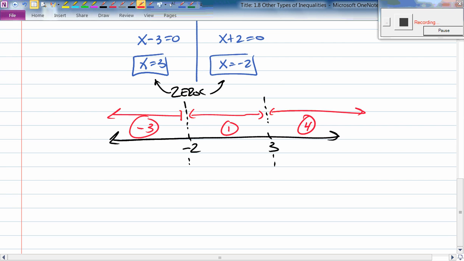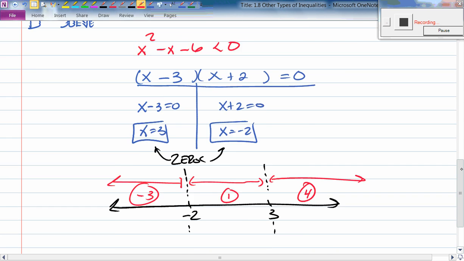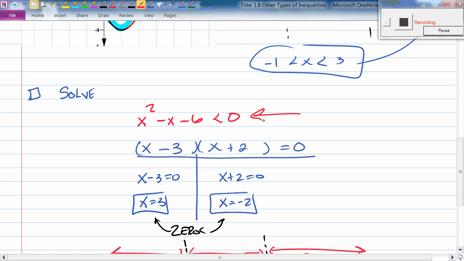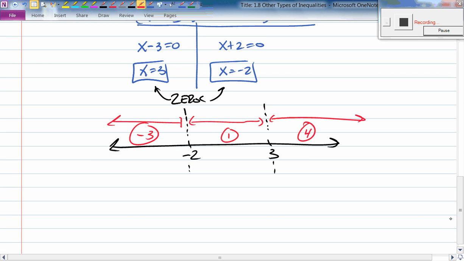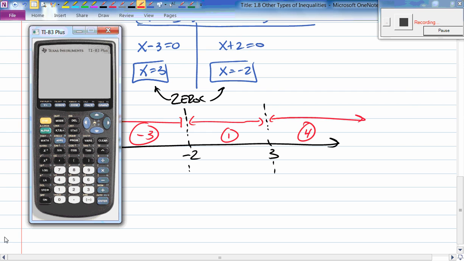Now the goal is to figure out which of these regions produces positive values and which of these regions produces negative values. And the ones that we're interested in, because it says less than 0, are the negative ones. Is this making sense to you guys so far? Good. Great. So let's let the calculator do some work for us. So we're going to plug in our quadratic. It was x squared minus x minus 6.